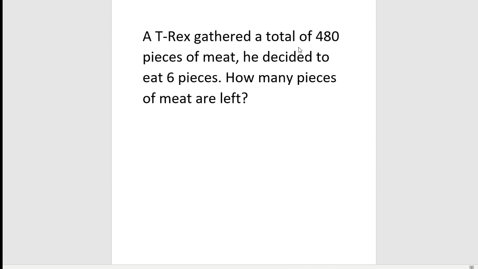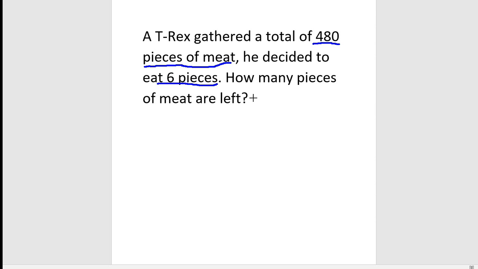So this one is the other word problem we will be working with. We read this like we did the previous one and find the details we need to know. It says a T-Rex gathered a total of 480 pieces of meat. He decided to eat 6 pieces. How many pieces of meat are left? And so we know from last time, we're going to look at our two numbers. We have 480 pieces of meat. He decided to eat 6 pieces.